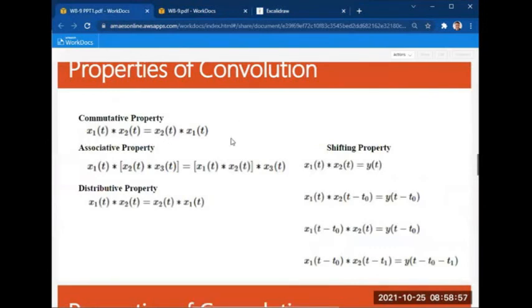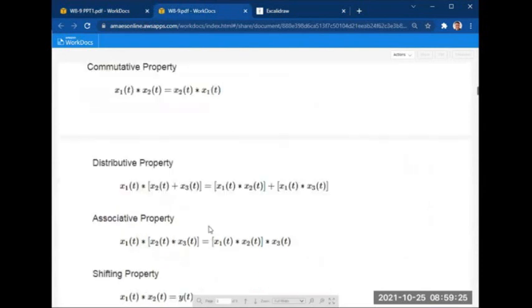Next, we have the associative property. If we have multiple signals for convolution, we have here 3, whatever order we do the convolution in, we will have the same output, as explained from our commutative property. Next, we have the distributive property. This is a typo; this is our distributive property.